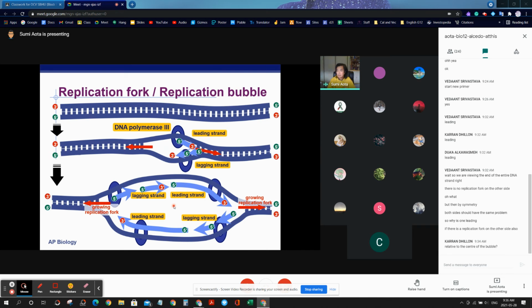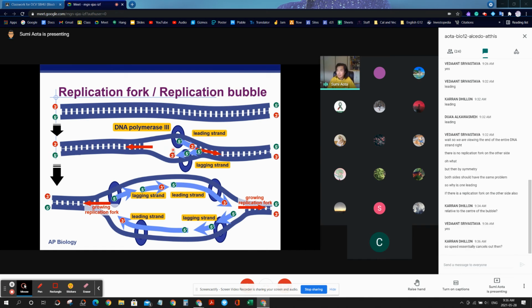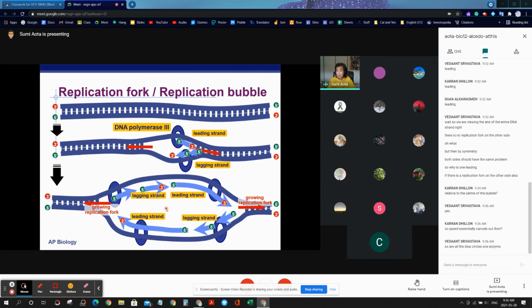Does that now make sense, Vedant? Okay. So everyone else, you have to understand, from the middle of the bubble, leading and lagging will switch sides. Speed will essentially cancel out, yes. On one half, one side is faster than the other. I'll show you later, an animation.